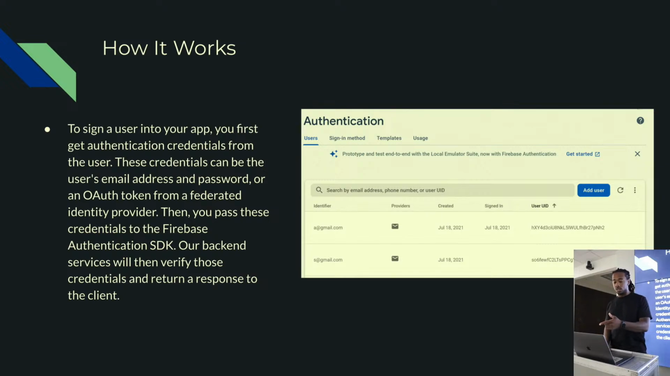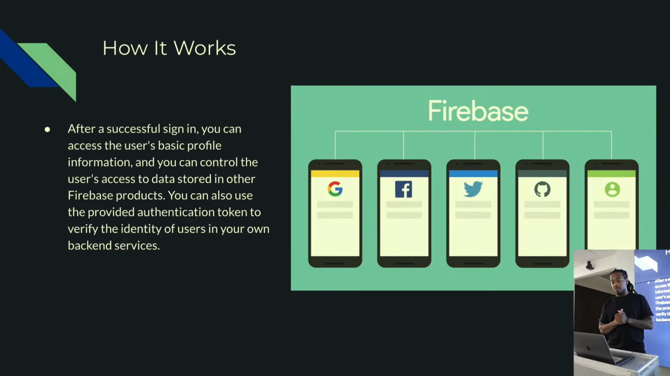All right. So as you can see in the picture, this is pretty much a list of users, and I'll explain that here shortly. But every user that's authenticated to the app gets displayed in this users table right here. So after a successful sign-in, you can access the user's basic profile information, and you can control the user's access to data stored in other Firebase products. You can also use the provided authentication token to verify the identity of users in your own backend services.